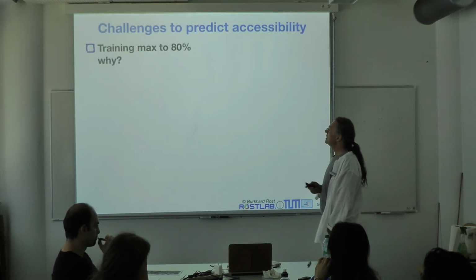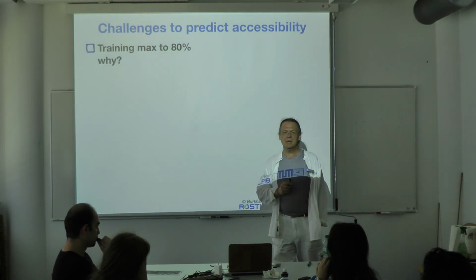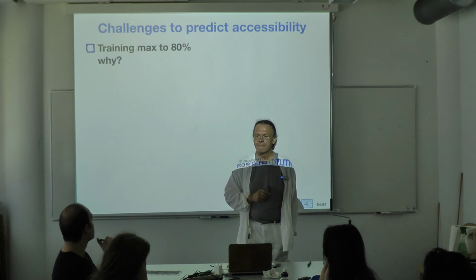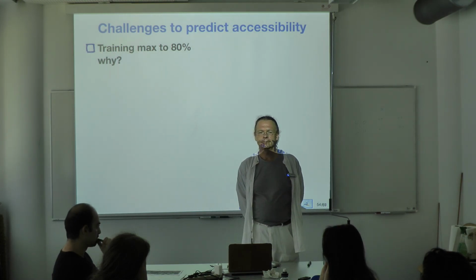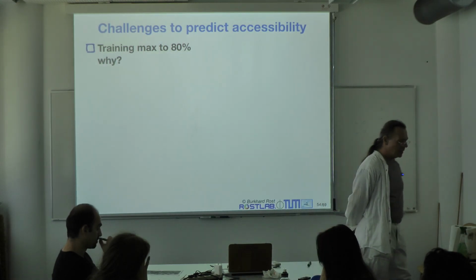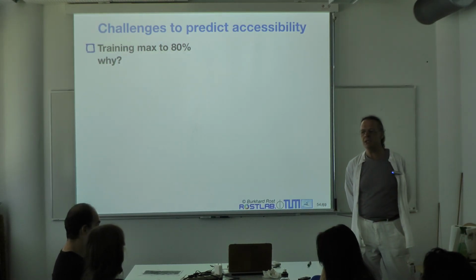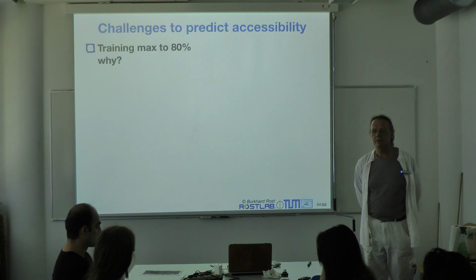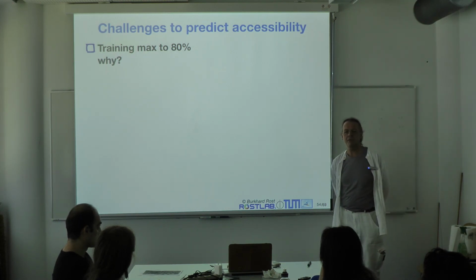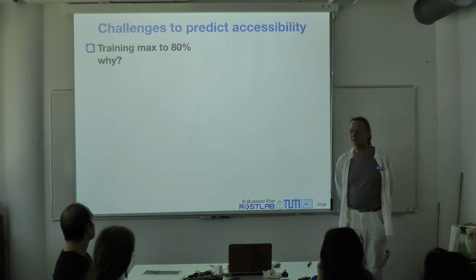So in this particular case, the training goes to maximally 80%. Why? I can completely overtrain my model, and I still don't reach much more than 80%. Again, on a completely new data set, I reach 75, so I'm not that far away from that. Why do you believe that's the case?